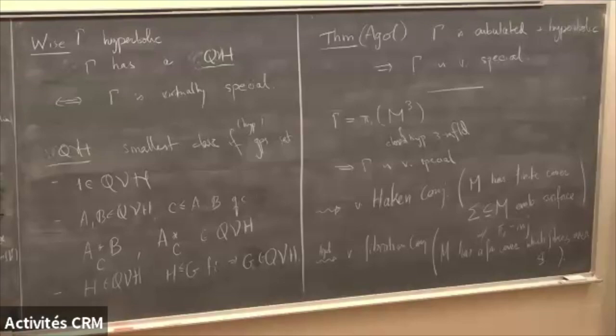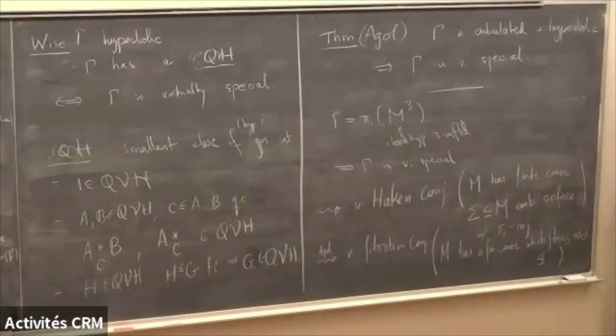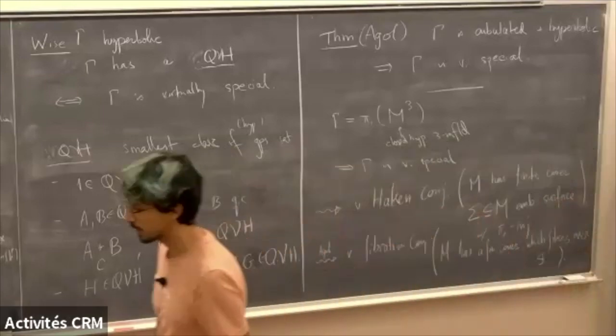Great. So really the goal now: we understand that cubulated hyperbolic groups are this nice thing that we want. They're virtually special. They have all the nice properties we talked about last time. And you might ask, what about other cubulated groups? What happens when we leave this hyperbolic setting?